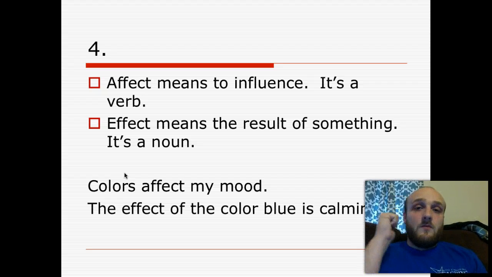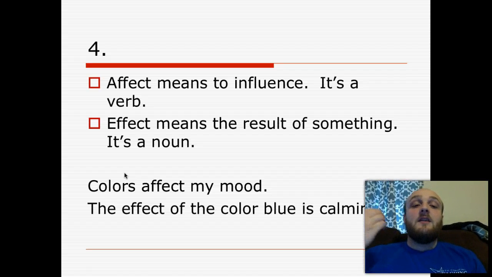So affect would be for if you were trying to say that the color affects your mood, and then the effect is that result of that color, okay? So the specific color blue, the effect of it is that it is calm.